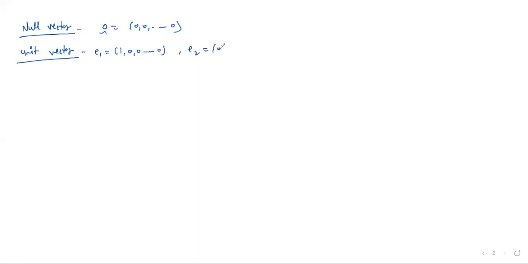Now we have some special vectors which we use normally, which is the null vector. The null vector is that vector which has all of its elements as 0, represented as 0 equals 0, 0, 0. And there is the unit vector, represented as E1, where the first element is 1 and others are 0, E2, where the second element is 1 and others are 0, up to En, where only the nth element is 1 and others are 0.